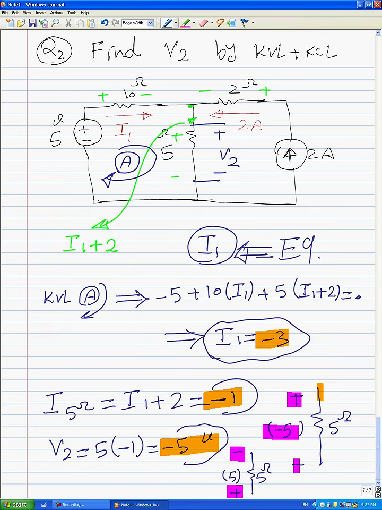In the next tutorial, our plan is to investigate the node and mesh procedure by solving important questions about supernode and supermesh, to cover any circuit which we want to solve by node and mesh schemes.